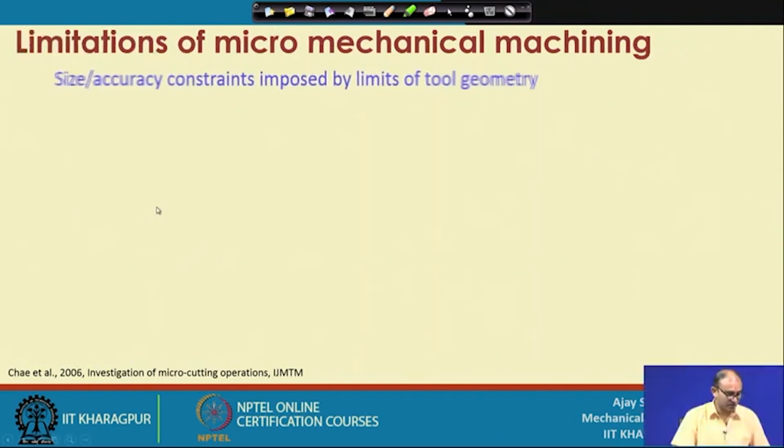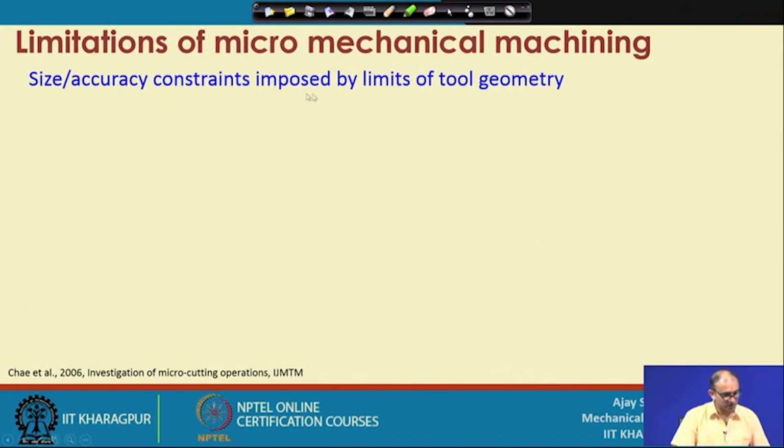Limitations are also there, because nothing is perfect. Size and accuracy are constrained by the tool geometry, because the smallest feature you can create depends on the tool geometry. The smaller the tool, the smaller the features you can create, but tool geometry is also important, because we have to maintain the cutting edge radius smaller than the uncut chip thickness. So, that is the first thing we have to look into in detail, the cutting edge. Tool wear and breakage are very frequent in this case. Breakage is frequent compared to tool wear.